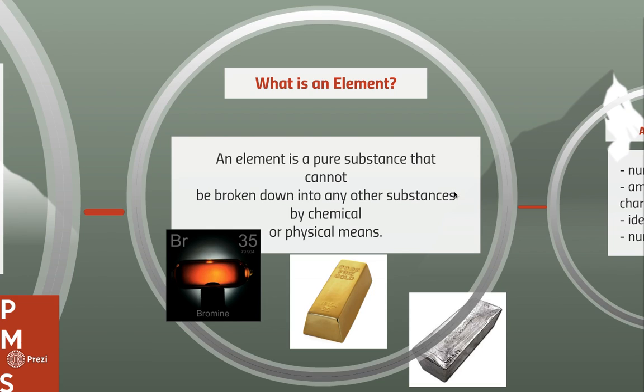The smallest thing that I can take from that sample and still have it be that element is an atom. So for example, here is gold. The smallest thing that I can take from this sample of gold and still have it be gold would be an atom. A group of gold atoms together is considered an element.